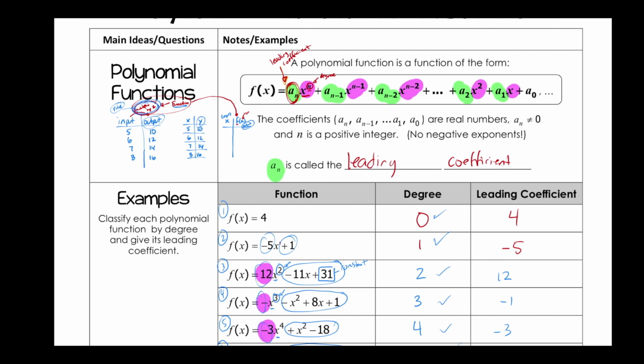I haven't really had you graph anything by plugging in points. I've basically had you look at graphs and describe them. We've been doing that for a couple of weeks now, so I want you to continue to do that.